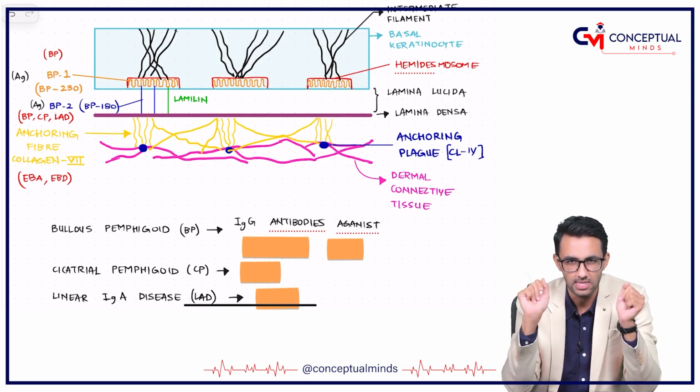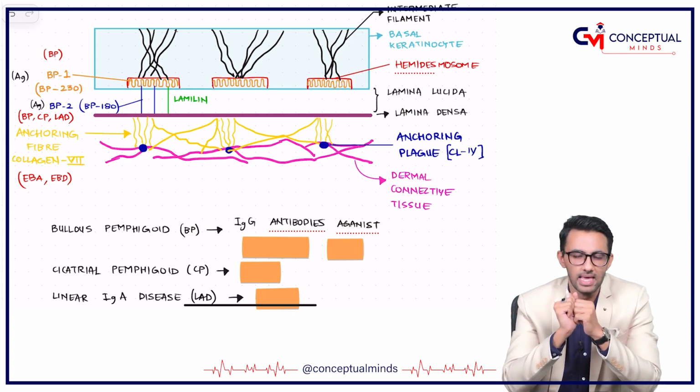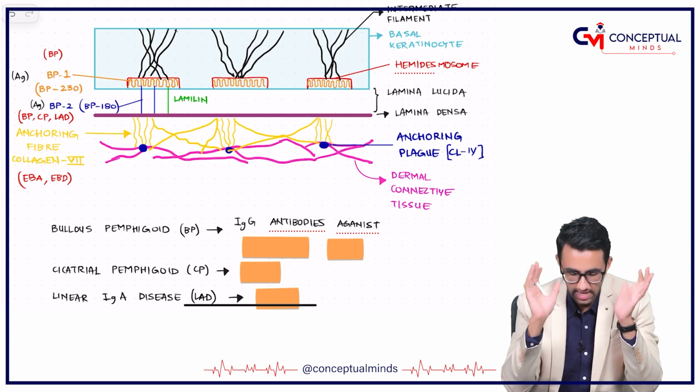If we go just down, the lamina densa is connected to the dermis by a yellow structure. That yellow structure is the anchoring fibrils, and the yellow structure is connected to some blue dots. These blue dots we call anchoring plugs. So I hope this diagram is clear.